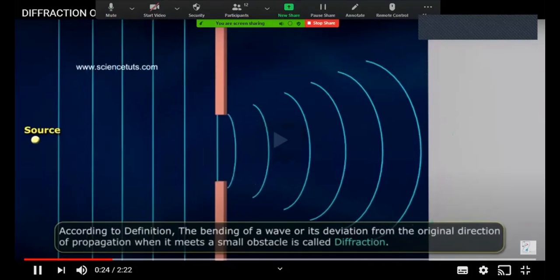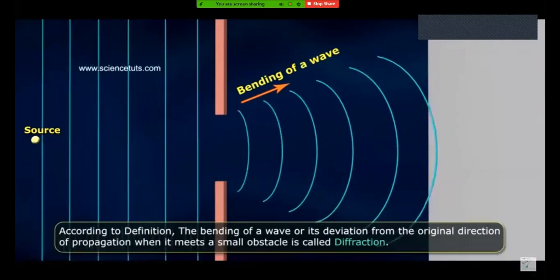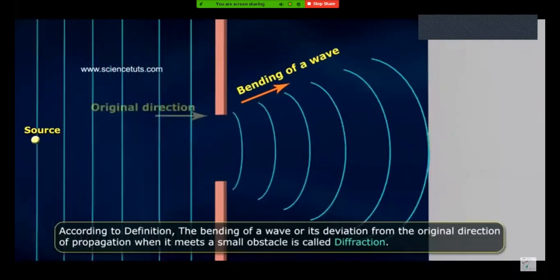Yes, sir. Is the wave moving? Yes, sir. The bending of a wave or its deviation from the original direction of propagation. Okay, now look.